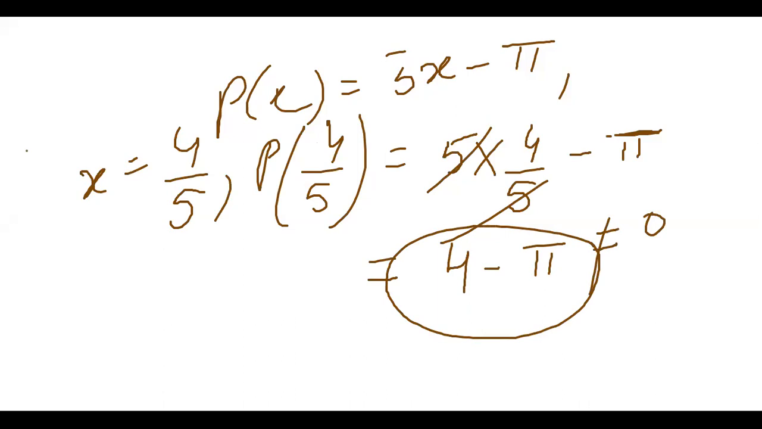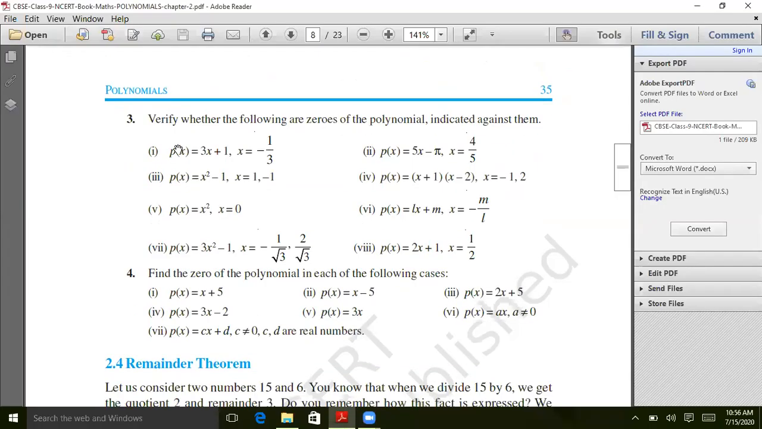Right? Can you try these kind of questions? In the second, you are given x equal to 1 and -1. Both numbers you will check and you will tell whether these numbers are zeros of the polynomial or not, right? And similarly the next also. Okay, let's try one more part.